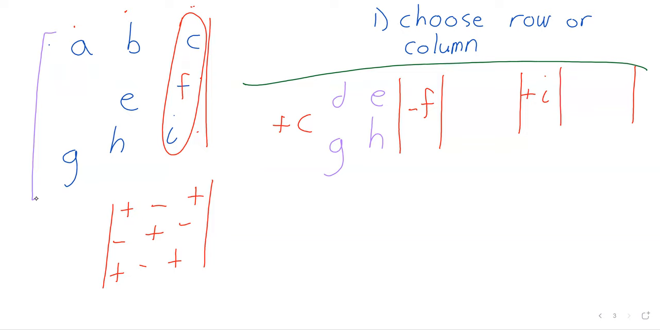Okay, let's see. Is this related to the cross product? It has similarities to the cross product. Yeah, with the cross product, you cross columns out, and then you do this with the remaining entries. So, yeah, it's definitely similar.